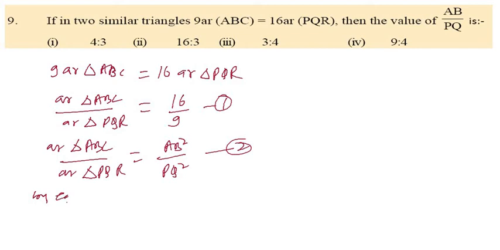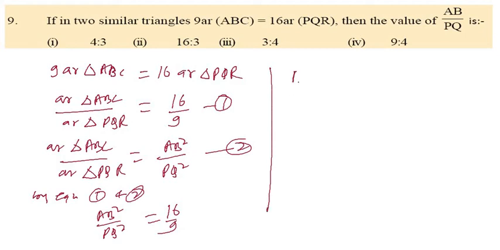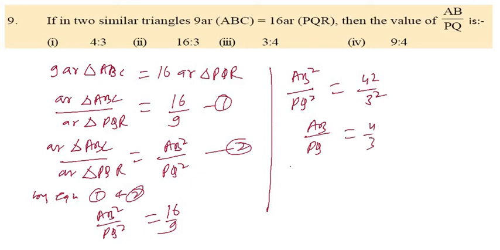So by equation first and second, AB square upon PQ square will be equal to 16 upon 9. So that means AB square upon PQ square is equal to 4 square upon 3 square. That means AB upon PQ will be equal to 4 upon 3. So you can say AB raised to PQ is equal to 4 raised to 3. So which one is correct? 4 raised to 3. So the first one is the correct answer.